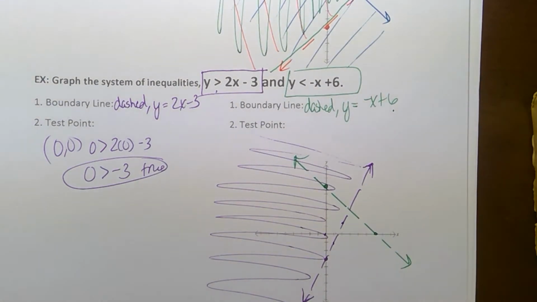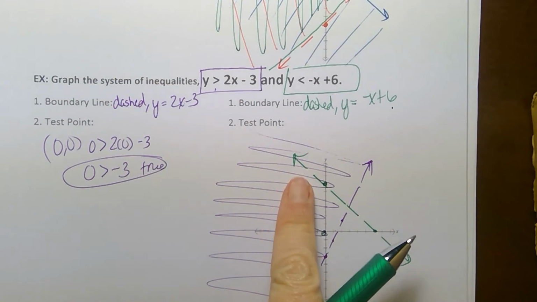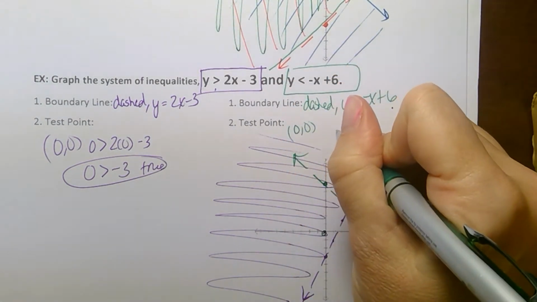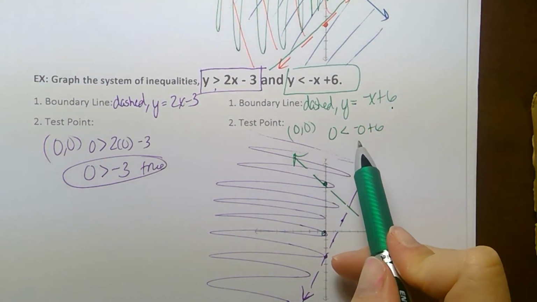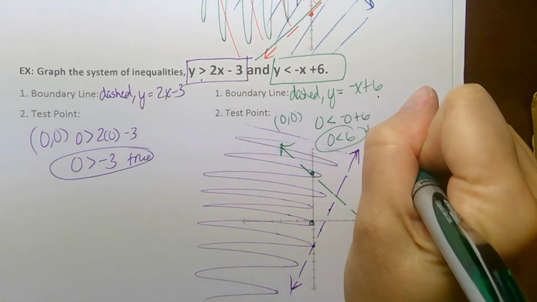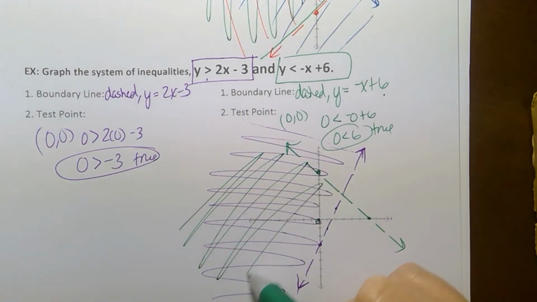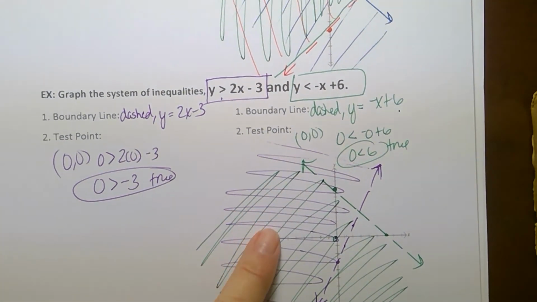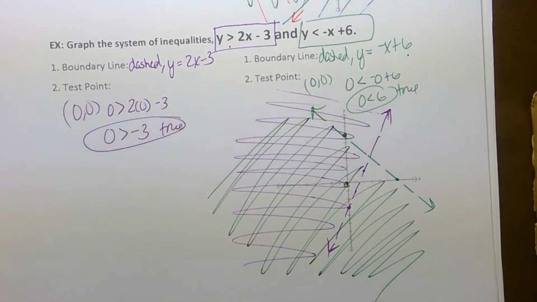It only takes 2 points to graph a line. And I need to know which side of that line to shade. I can test the origin because the origin is not on this boundary line. So if I plug in 0, 0 for x and y, I get 0 less than negative 0 plus 6. Well, negative 0 doesn't make any sense. That's just 0, which means 0 is less than 6, which is a true statement. So I'm going to shade this side of my green line. And I can see that again, I have this quadrant where that cross-hatching occurs that is the solution set to that system of inequalities.